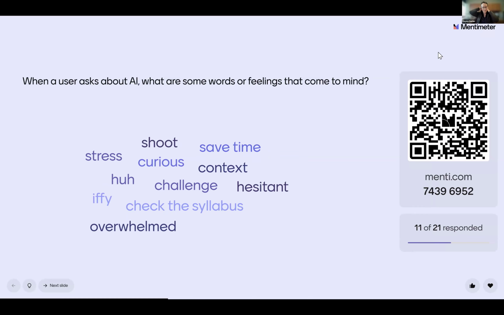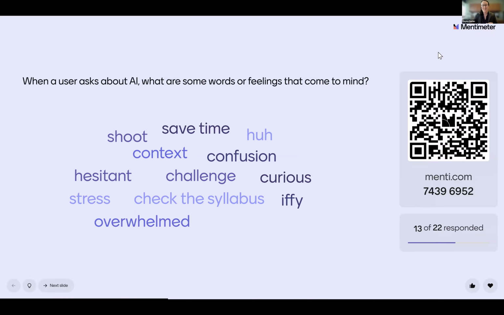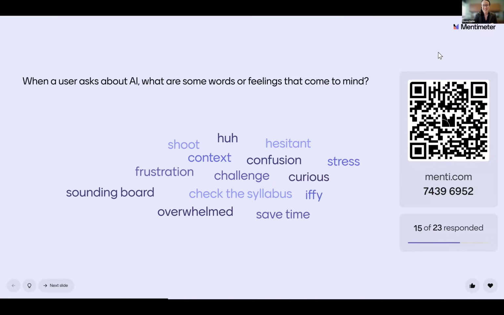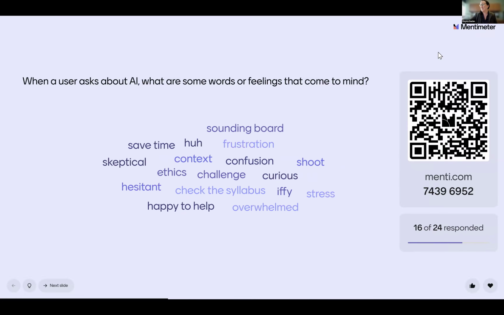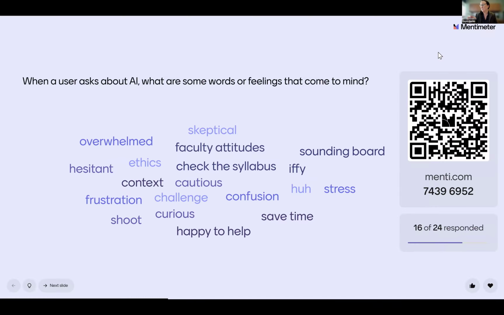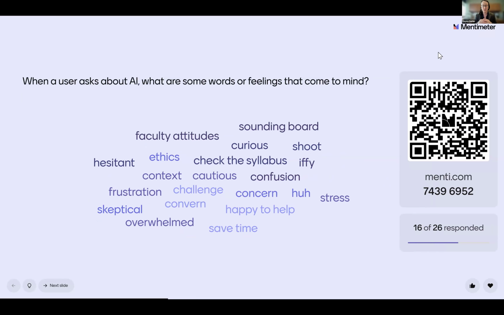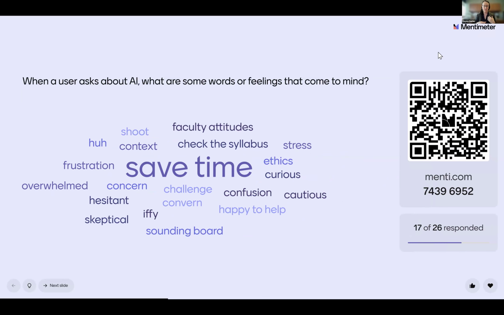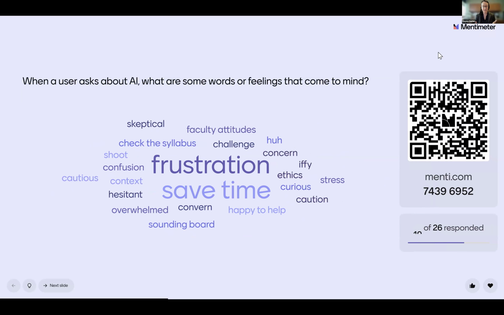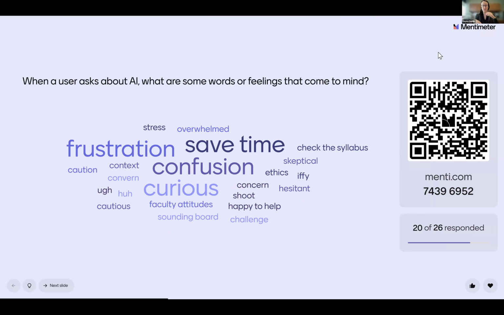So I see some responses coming in, which is great. Yeah, check the syllabus. I know that's the first place that I direct students for sure. And so because it is a word cloud, if multiple people respond with the same thought or idea or feeling, the word will be larger.